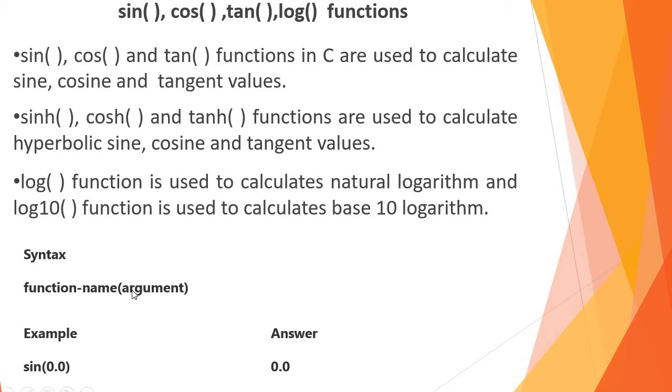The syntax for these functions is the function name and argument, a common syntax for all the functions mentioned here. For the function name, we can place any of log, sin for sine, cos for cosine, tan for tangent, and inside the brackets we have to mention the arguments with the data type specification. In a simple example, I have given only one function, sine, with an argument 0.0, and we all know sine of 0 is 0, so automatically the answer here we get is 0.0.